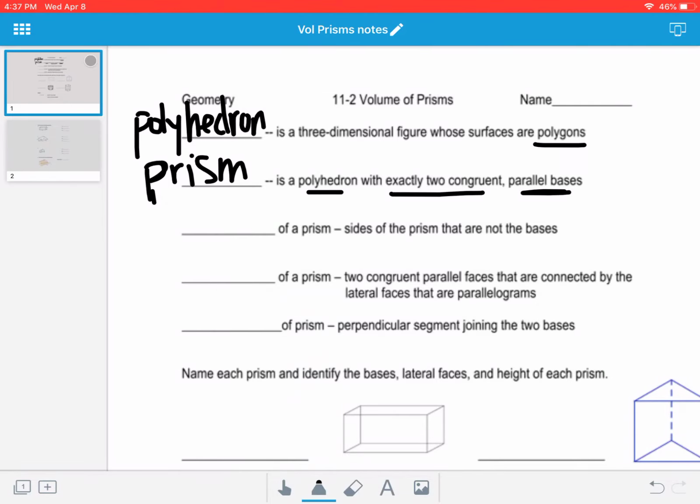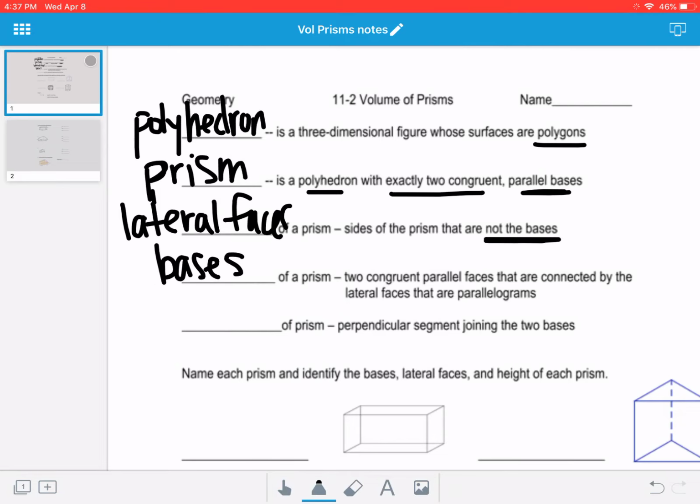There are different parts of the prism. We've got two bases, and then the other sides are called the lateral faces. Lateral faces of a prism are the sides of the prism that are not bases. The bases of a prism are the two congruent parallel faces that are connected by the lateral faces. And then the height of the prism is the perpendicular segment joining the two bases.